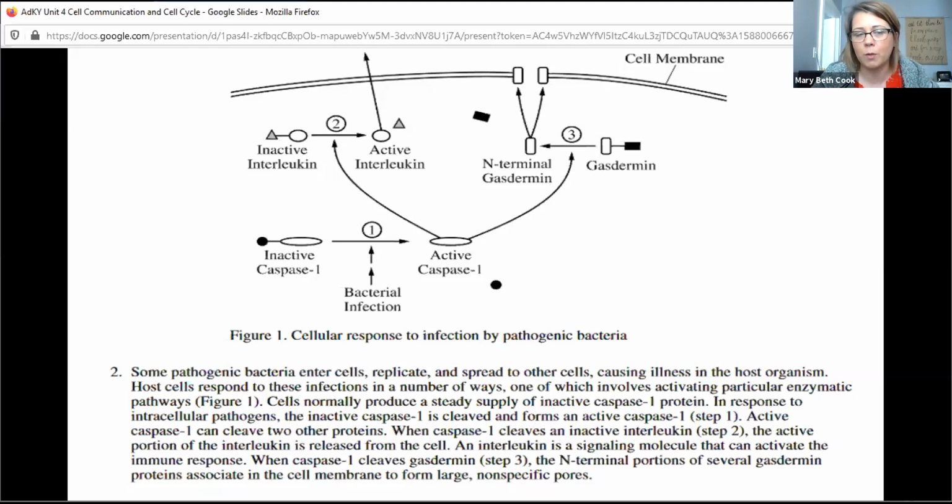And so I think there were two ways you could word this one too. You could say the inactive forms were already there. They just have to be cleaved. We're not having to wait to produce the protein, or you could word that we're not having to wait through transcription and translation to produce a protein. That was one point as well. So if you said something along those lines, you earned yourself a point.